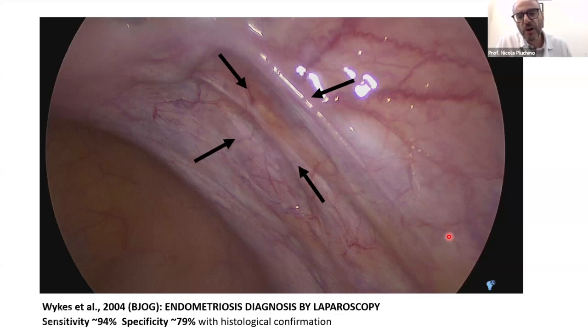And this is also a reason why the sensitivity and the specificity of diagnostic laparoscopy are not 100%. And you see that from the study of Wykes in 2024, the sensitivity of diagnostic laparoscopy is 94% and the specificity is 79%, even with histological confirmation.